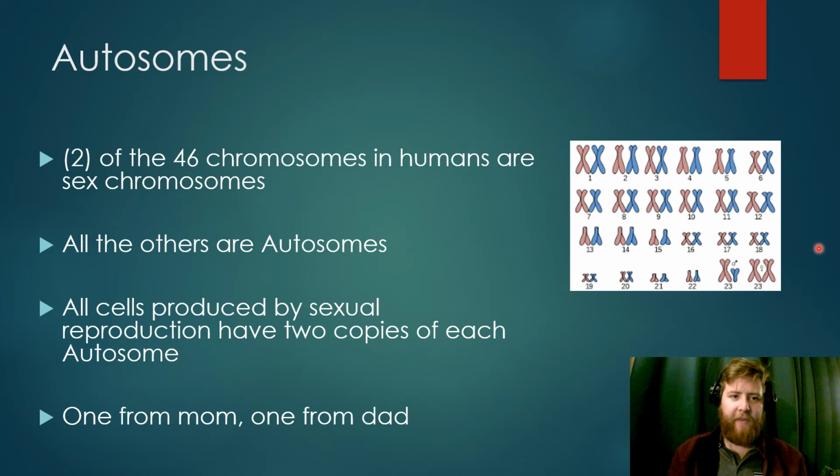So any cells that are produced by sexual reproduction have 2 copies of each autosome. You started out as a zygote with one cell and 46 chromosomes. You got 23 of them from mom and 23 of them from dad, one for each pair. You got one from mom, one from dad, one from mom, one from dad, so on and so forth.